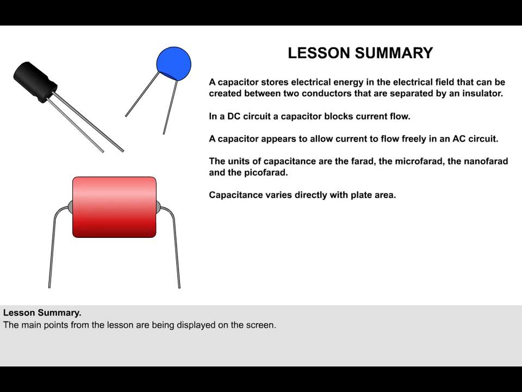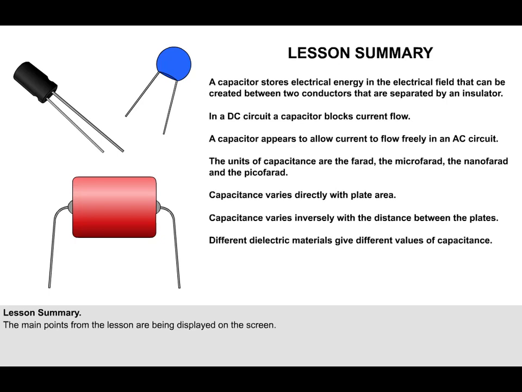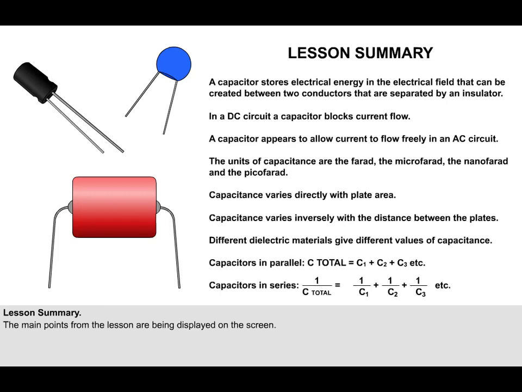Capacitance varies directly with plate area. Capacitance varies inversely with the distance between the plates. Different dielectric materials give different values of capacitance. Finally, the formulas for calculating the total capacitance for capacitors connected in series and in parallel are on the bottom of the screen.